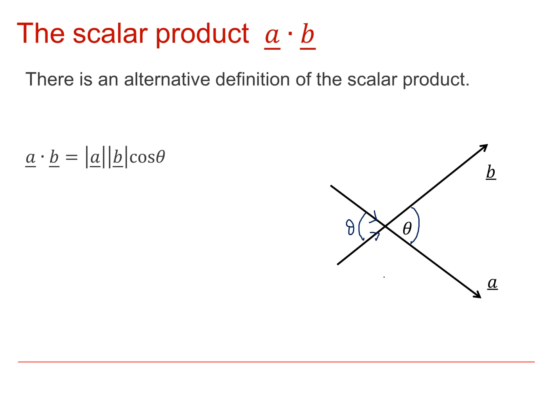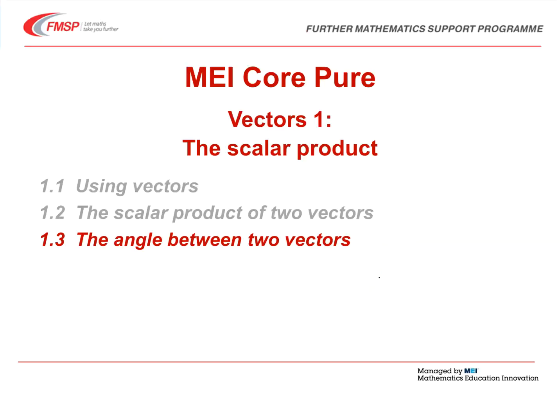This result can be proved using the cosine rule. Try drawing out the triangle and using the cosine rule to prove the equivalence. If you get stuck, look in your textbook. There are more notes on Integral or in your textbook on the scalar product.